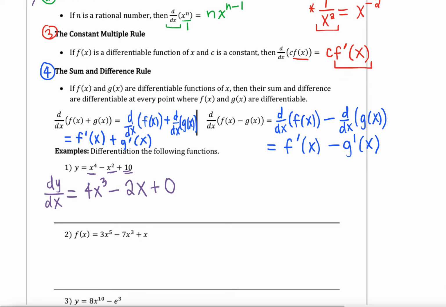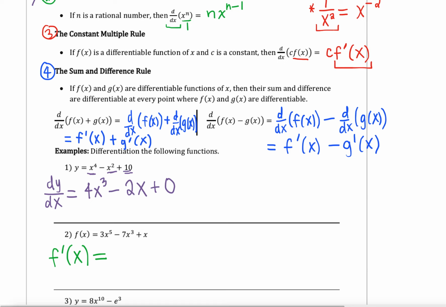So here we have f of x is 3x to the fifth minus 7x cubed plus x. Again, we have a sum and difference of terms here. We want to differentiate f of x, so I want to find the derivative. I'm going to use the prime notation this time. So one way to represent the derivative of f would be to call it f prime of x. So I'm finding my derivative here. Each one of these, again, is going to ultimately use that power rule.